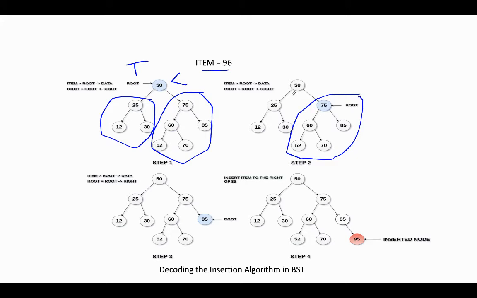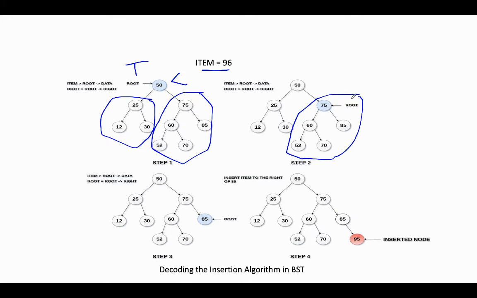So you can see that we have roughly discarded half of the tree, and that's why it is called binary search tree, because at every step you are discarding half of the remaining tree. So you are narrowing down your scope exponentially, just like we do in binary search.